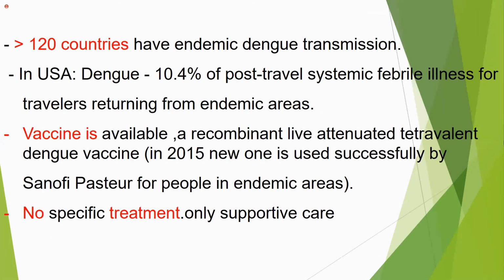It affects more than 120 countries and is endemic there. In the USA, the data show that dengue accounts for 10.4% of post-travel systemic febrile illness in travelers returning from endemic areas. Now a vaccine is available, a recombinant live attenuated tetravalent dengue vaccine, which can be given to patients in endemic areas. There is no specific treatment, only supportive care.